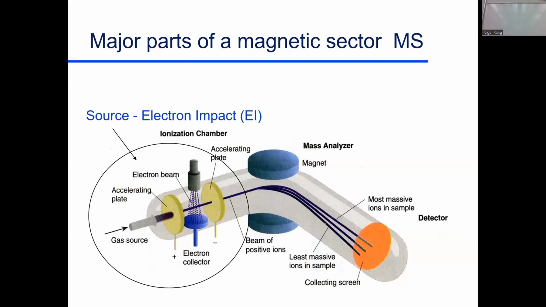At a low magnetic field, you bend around the smallest molecules to be measured out here. Then the magnetic field increases, so you're continuously focusing larger molecules around that bend where they get counted. So you've got the three parts: the source, the mass analyzer, and finally down here, your reflector or detector. Those are the three parts of all mass spectrometers.